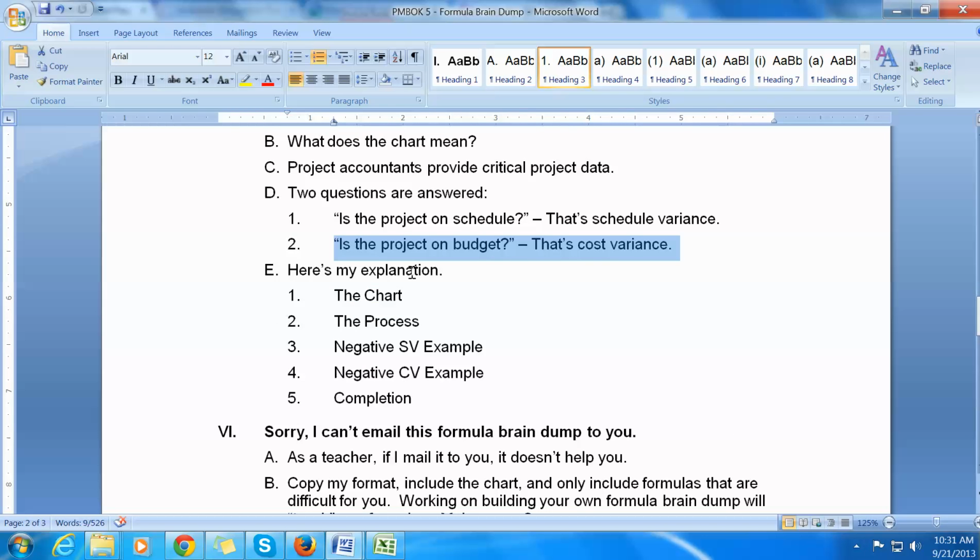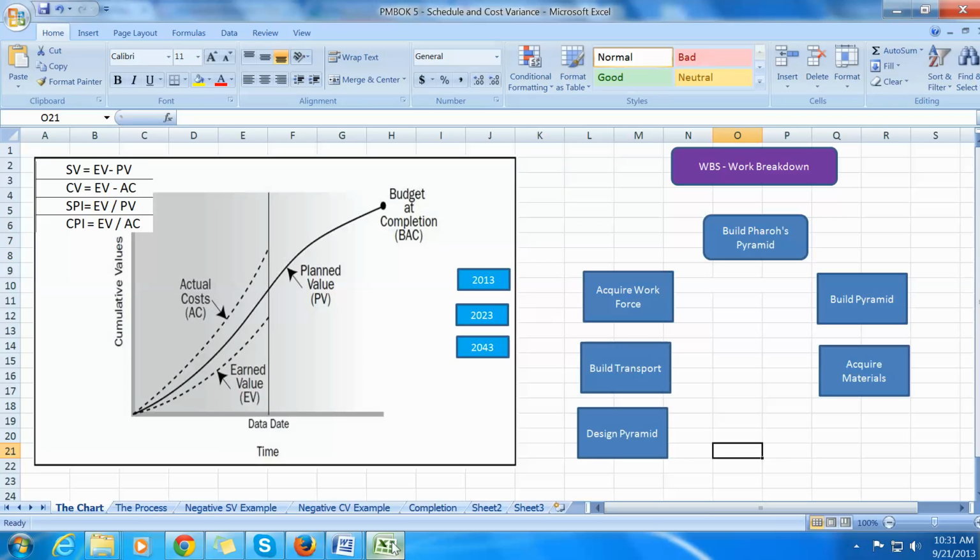To explain all this to you, here are my explanations regarding a chart, a process, negative examples, completion. I use Excel for explaining this, so let's take a visit over to Excel. I've already built this chart for you. As you can see for the chart, I already have the formulas there. I have the chart itself, and I have some dates that are here.